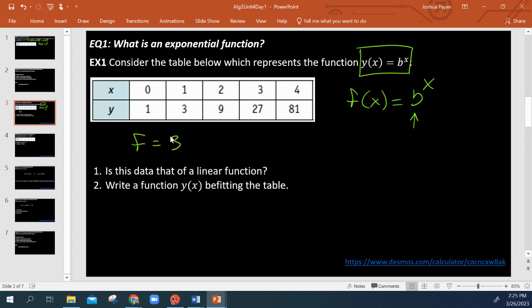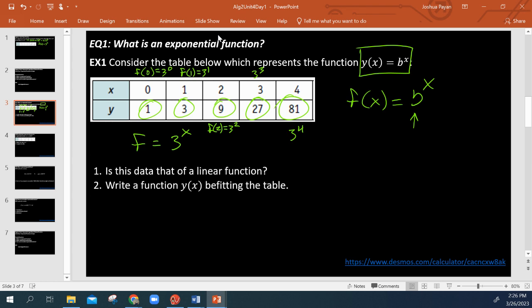So we had f equal to 3 to the x power, right? And we know that's true because if we calculate f of 0, that would be 3 to the 0 power, which of course is in fact 1. If we do f of 1, that would be 3 to the first power, which is just 3. If we do f of 2, that would be 3 squared, which we know is 9. And if we continue, 3 to the third power is 27, and 3 to the fourth power is in fact 81.